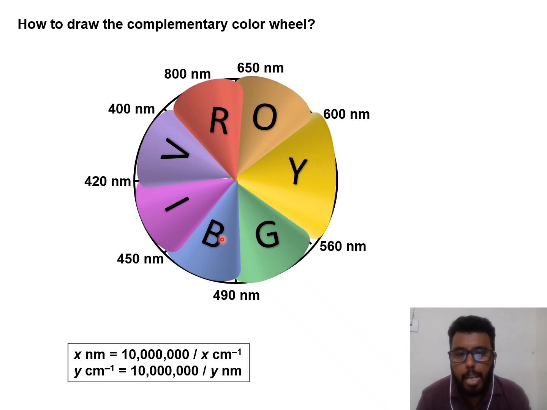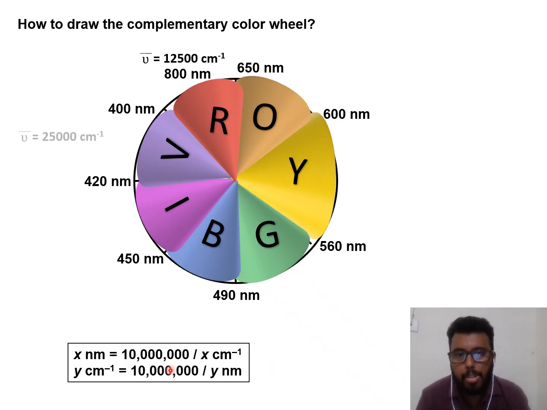And then remember this conversion: x nanometers is equal to 10 lakhs by x centimeter inverse. For conversion you have to remember this number. When you divide it by x, you will get centimeter inverse. When it is given in centimeter inverse, then you have to divide this number by it to get nanometer. This is the wavelength to wave number conversion, so we have to follow this conversion.